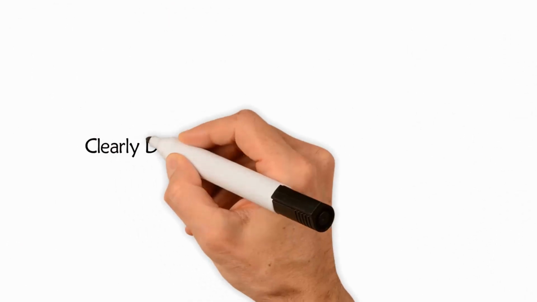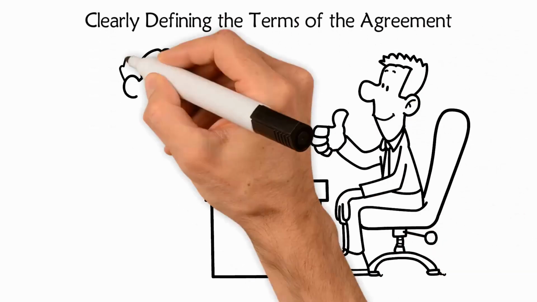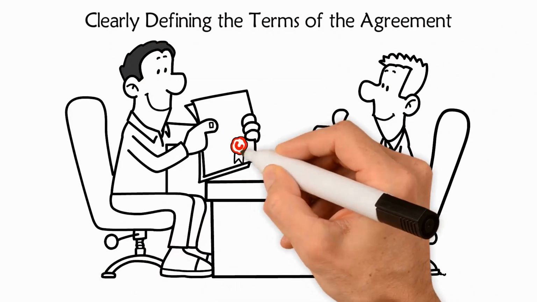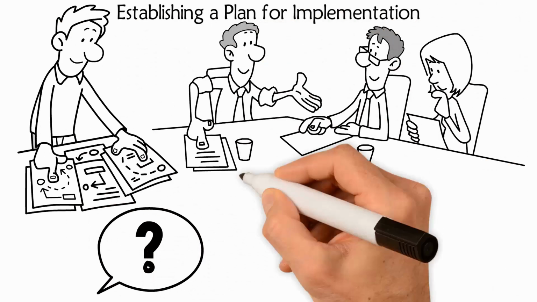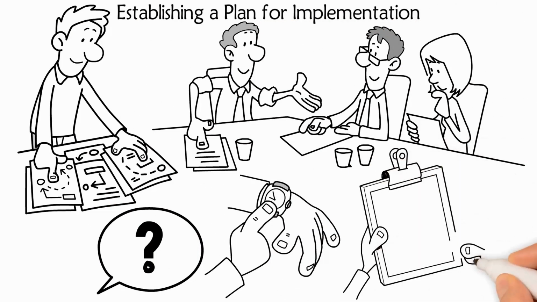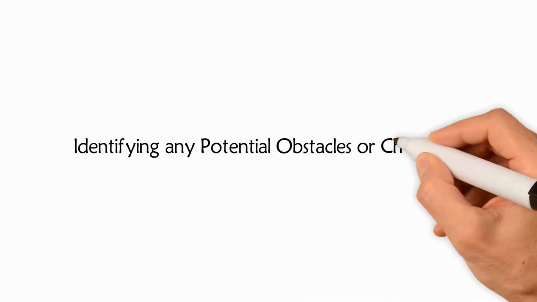Clearly defining the terms of the agreement. This includes ensuring that the terms of the agreement are clearly defined and understood by both parties. Establishing a plan for implementation. This includes creating a plan for how the agreement will be implemented, including timelines and specific steps that need to be taken. Identifying any potential obstacles or challenges.